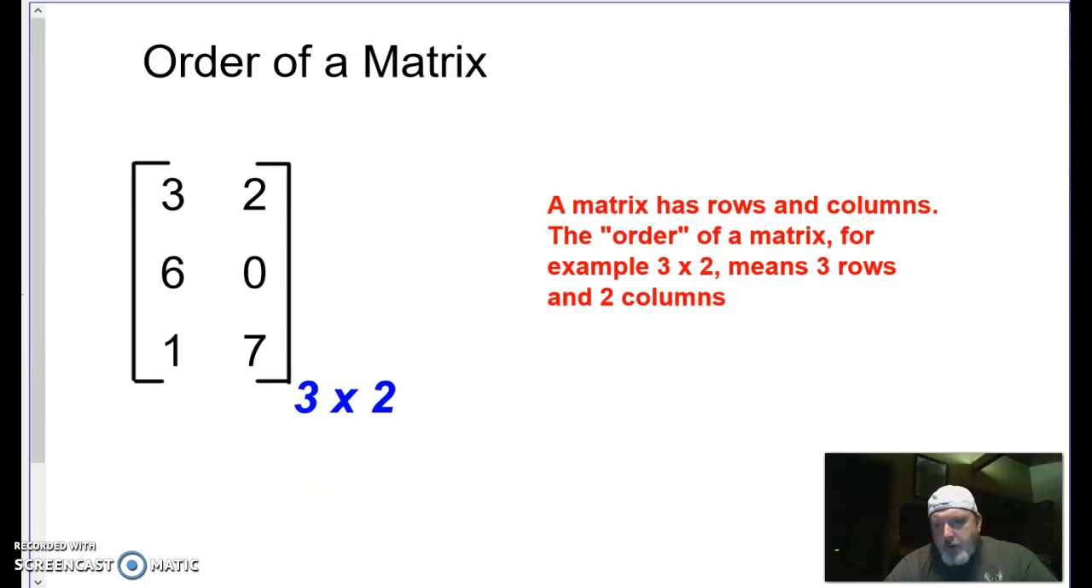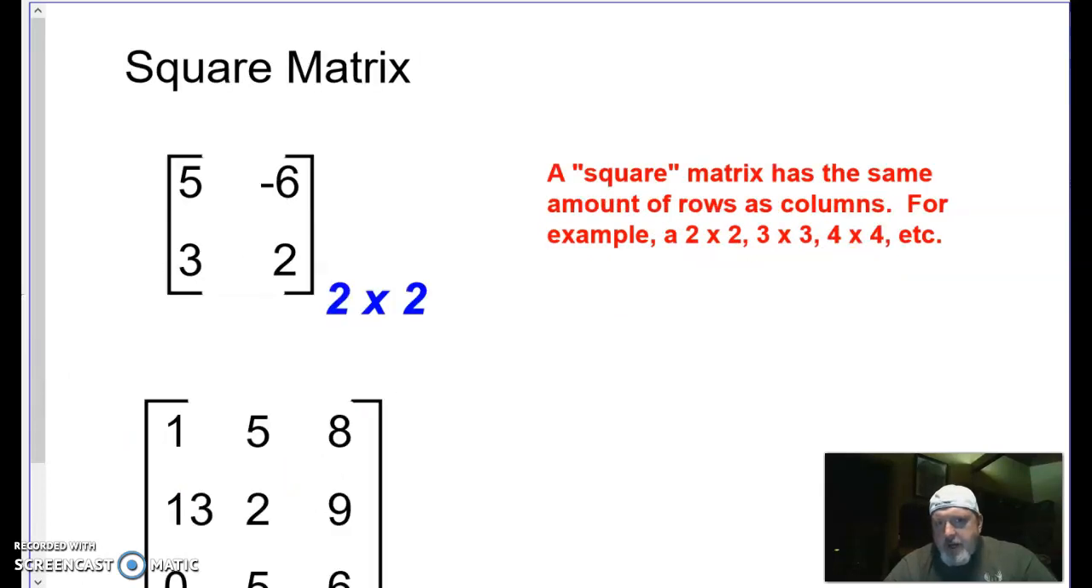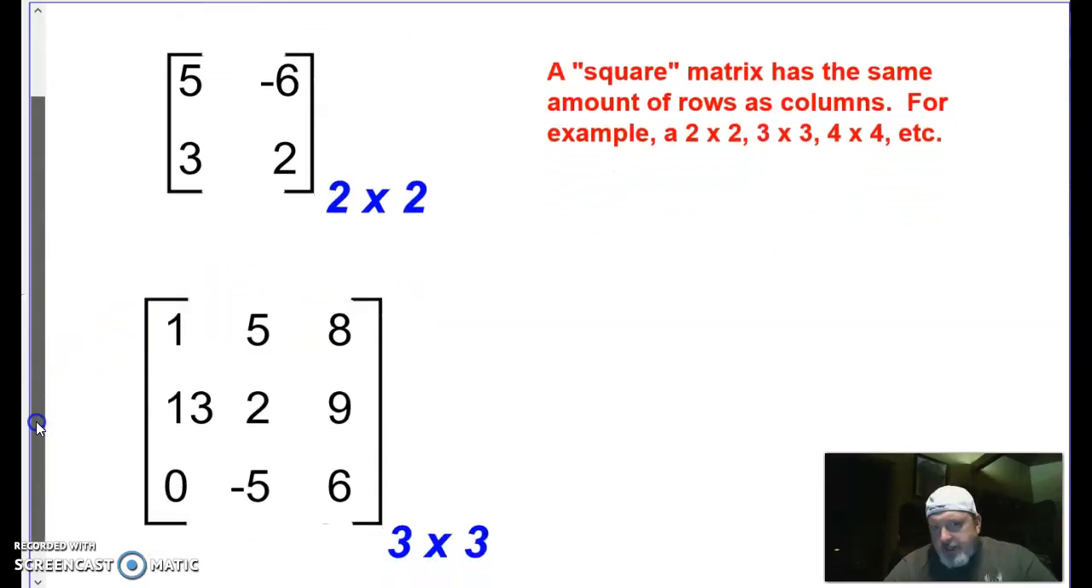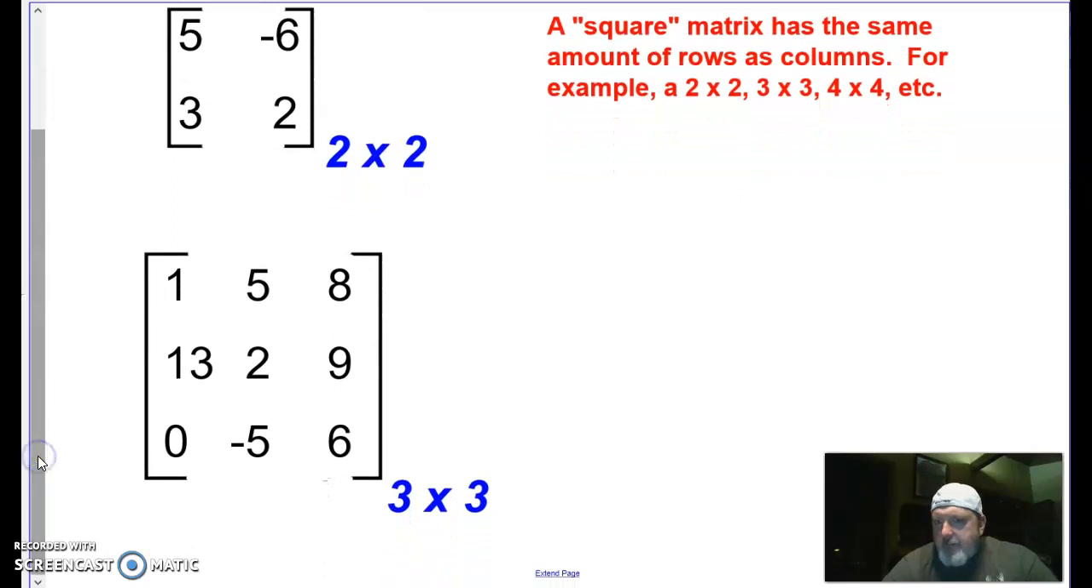If the number of rows and columns are the same, we refer to that as a square matrix. So you notice this first one has 2 rows across, 2 columns up and down, so that is a 2 by 2. And the second one here is a 3 by 3. So again, anytime you have the same amount of rows as columns, that's a square matrix, whether it's a 2 by 2, 4 by 4, 8 by 8. We won't deal with anything that large, but if you had 8 rows and 8 columns, that would still be a square matrix.